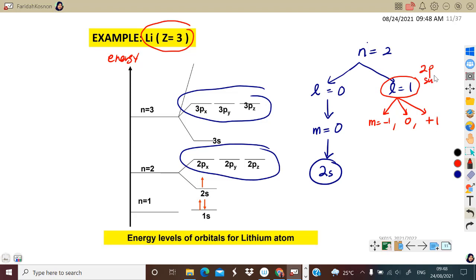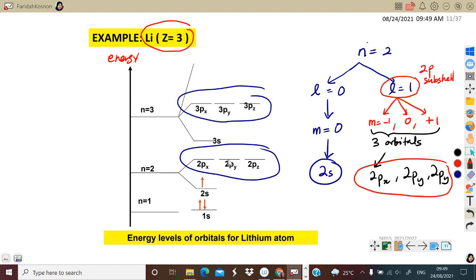So we have the 2p subshell, right? But how many orbitals does this 2p subshell have? 3 orbitals, because we have 3 values of m. So we have 2px, 2py, 2pz. These 2px, 2py, 2pz have equivalent energy. Look at this, the arrow is energy, right? So you can see the energy levels of 2px, 2py, 2pz are the same. And the same goes for 3px, 3py, 3pz.